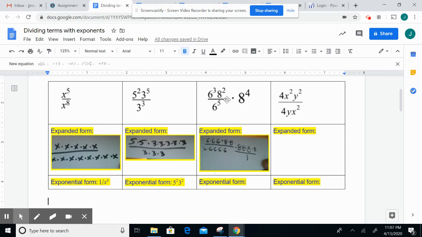2 8s being multiplied on the top. Don't worry about the 8 to the 4th for now. Just take a look at the bottom. There's 5 6s being multiplied on the bottom. Now, separately, there are 8 4s being multiplied.